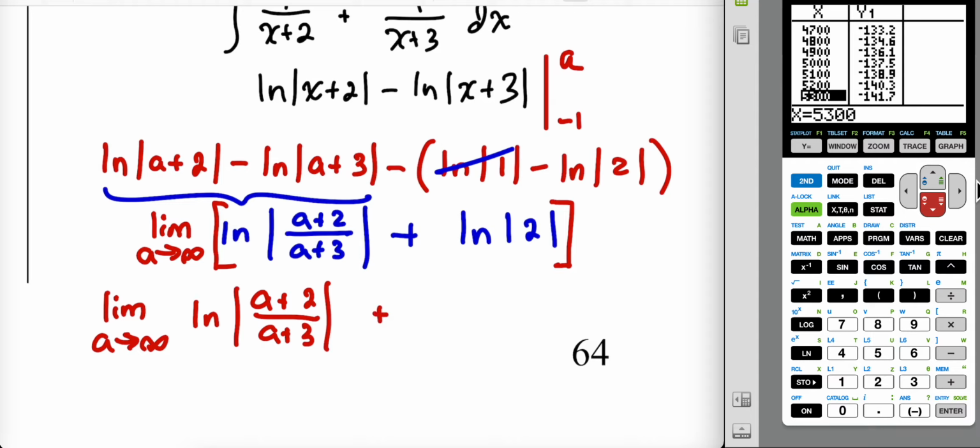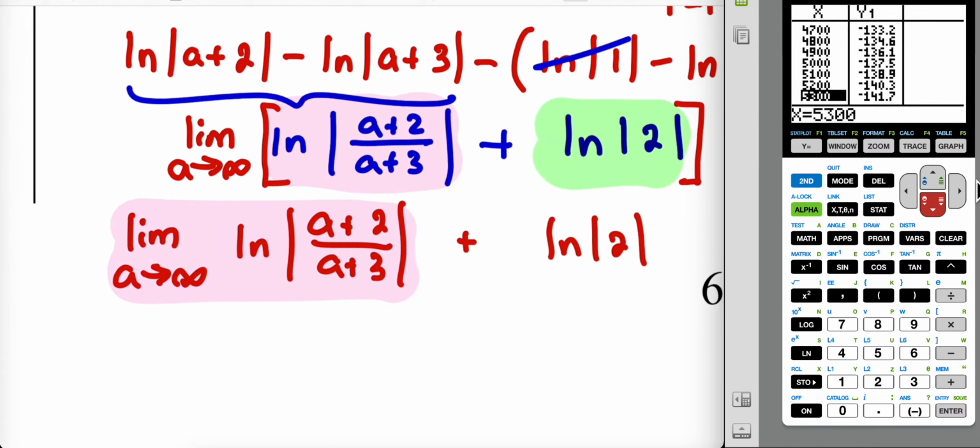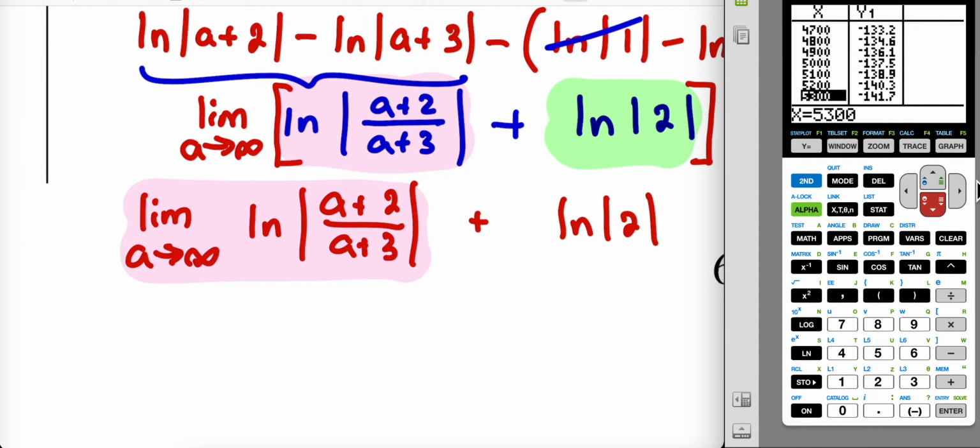And I'm just going to leave this off as just a natural log of 2, because like I said, the limit of a constant is the constant. So it's really just this piece that I got to worry about. All right. So one technique that we can use allows us to pull the natural log out of the limit.